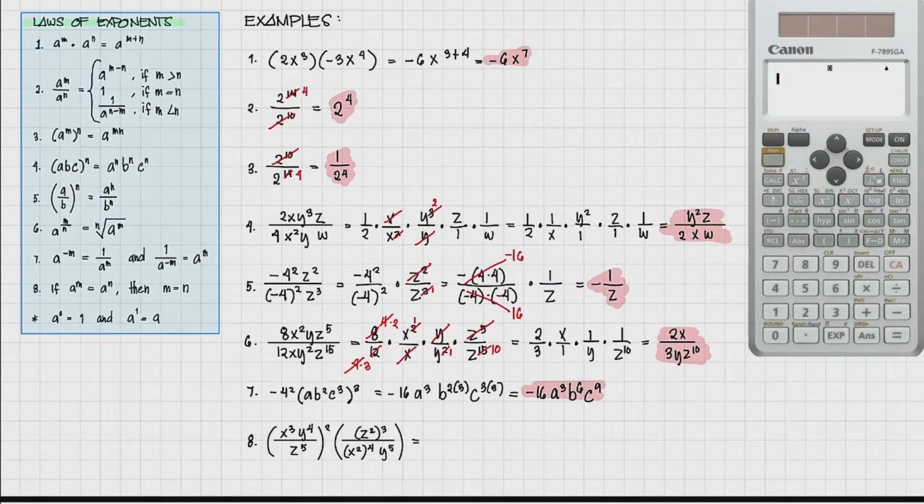Okay, so we have x raised to 3 times 2. And then y raised to 4 times 2. Divided by z raised to 5 times 2. And then for the second term, you have z raised to 2 times 3.